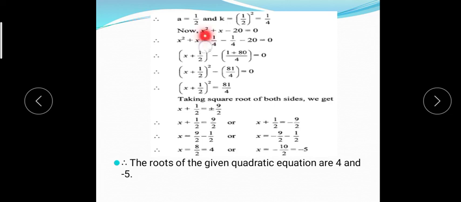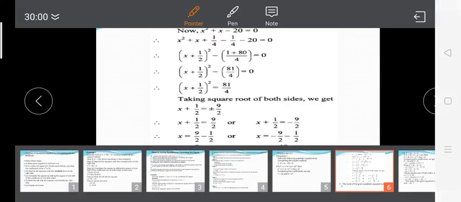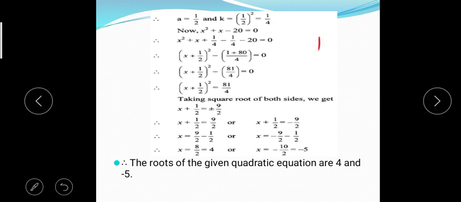If you are observing this, what is the equation? x squared plus x minus 20. What is the coefficient of x? 1. So (1 by 2) whole squared. So we are adding and subtracting. If you are not shifting this 20, then you have to add and subtract (b by 2) whole squared in the equation. Now x squared plus x plus 1 by 4 minus 1 by 4. How does 1 by 4 come here? The coefficient of x is 1, and therefore it is (1 by 2) whole squared.